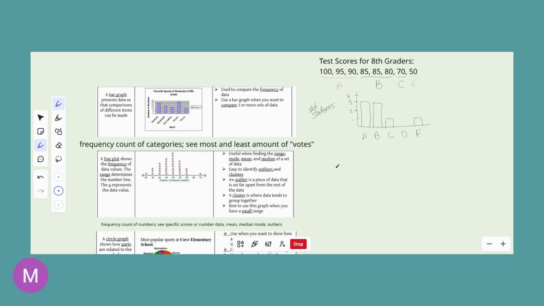Now, let's look at the line plot. So remember, a line plot is going to go from your lowest grade to your highest grade to show the range. So our lowest is 50, our highest is 100. I'm going to go ahead, for the sake of time here, and count by 5s. So we'll have 55 and 60, 65, 70, 75, 80, 85, 90, 95, 100. All right, and then remember that X represents 1 student.